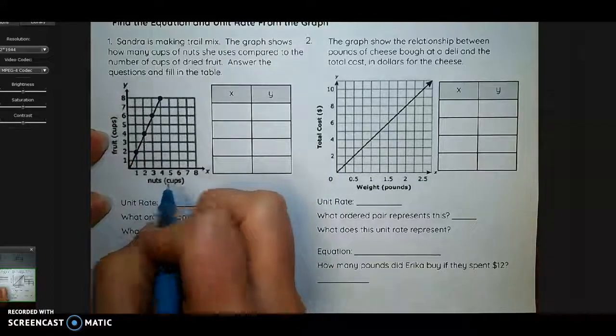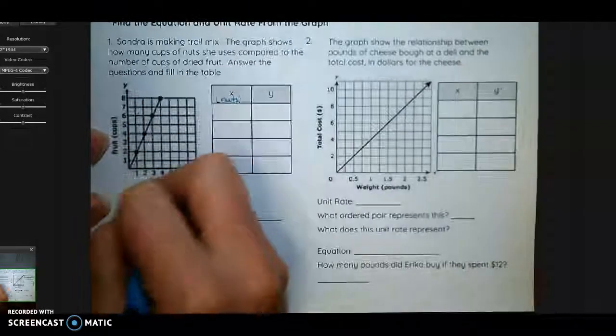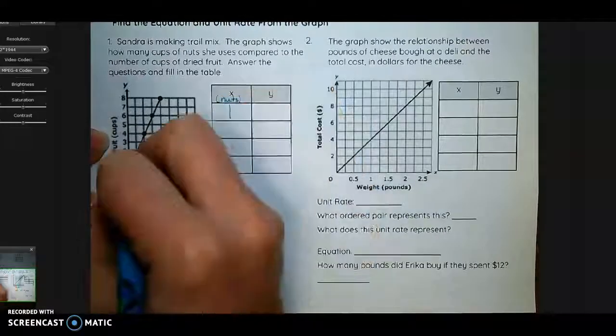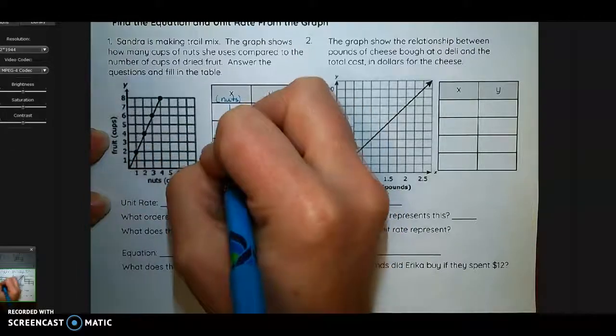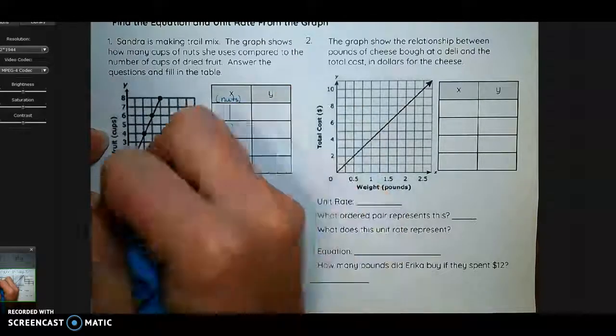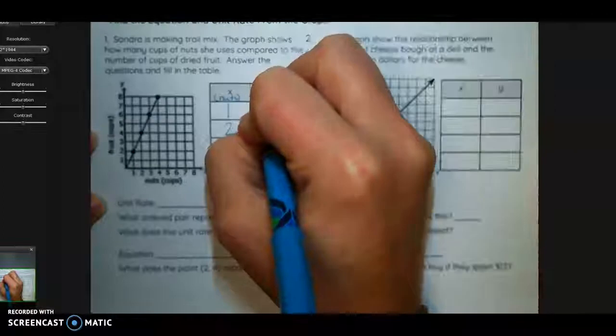They've told us these are our nuts, and I'm going to go and put that right there just to remind myself. So I've got a 1. I've got something at my 1. And it's my 2, 3, and 4. So since I have points there, I'm going to go ahead and use those. And then this is my fruit.